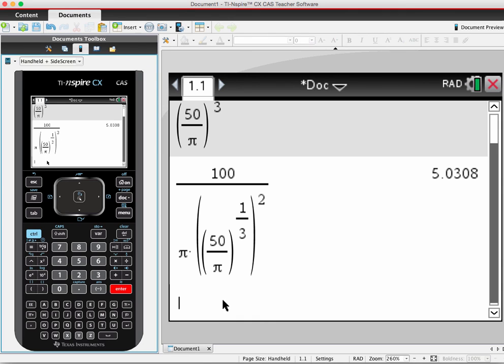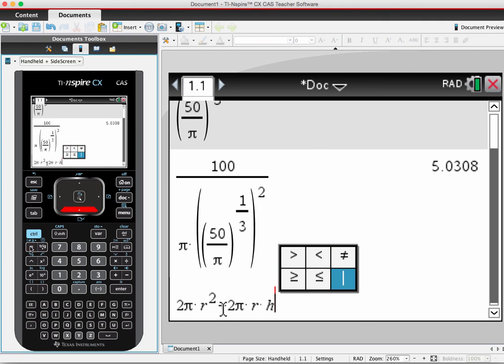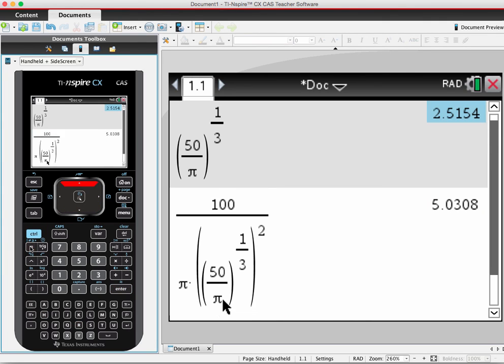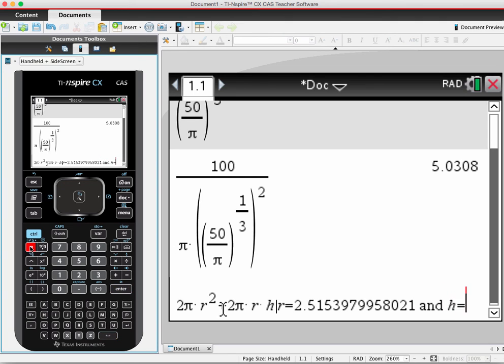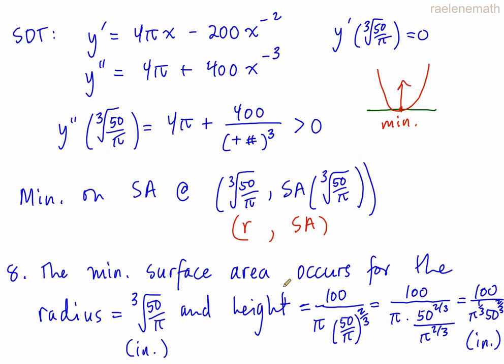And if we take these two values and put them into the surface area formula, which is 2 times pi times the radius squared plus 2 times pi times the radius times the height, evaluated such that the radius is this value and the height is this value, we get that the surface area works out to be that minimum value we found of 119.3 approximately square inches. So we have indeed found the correct radius and height to produce a minimum surface area.